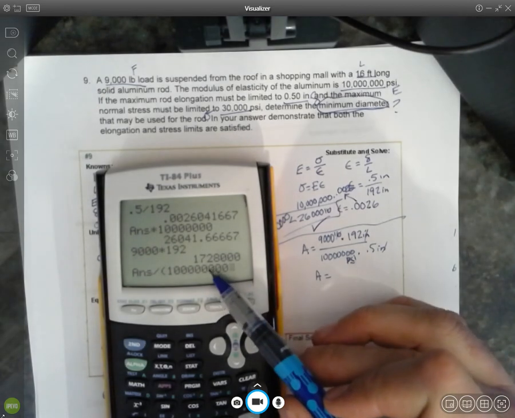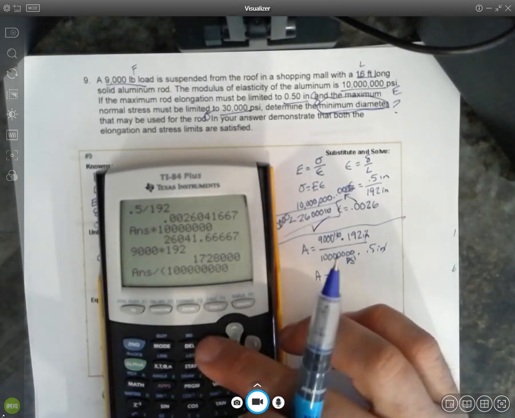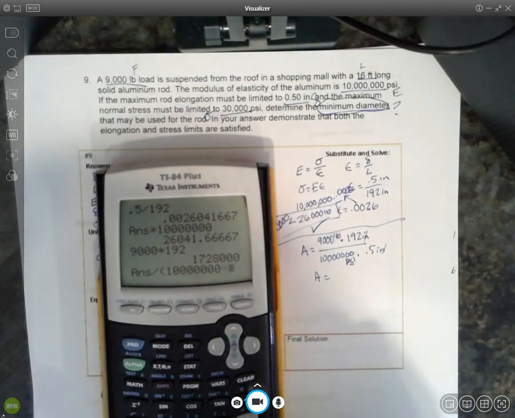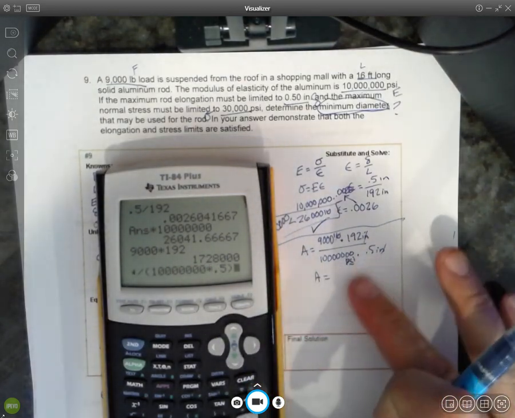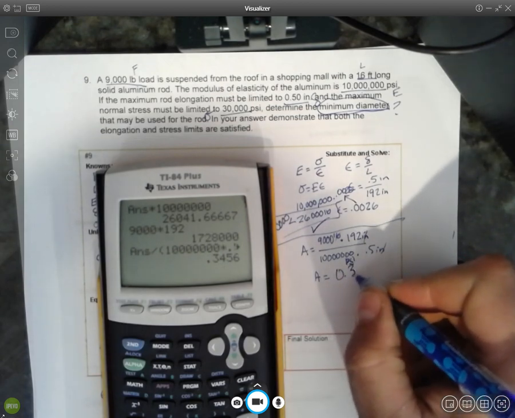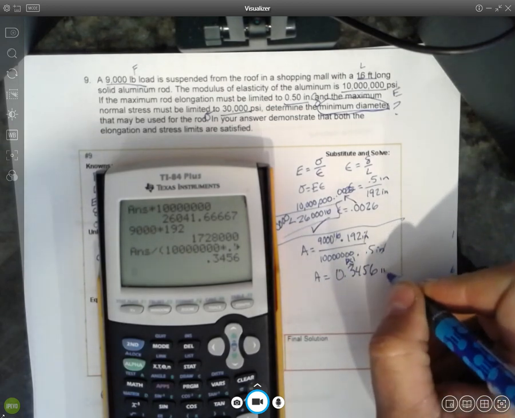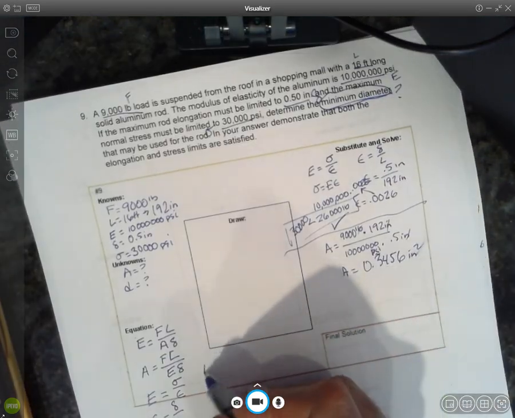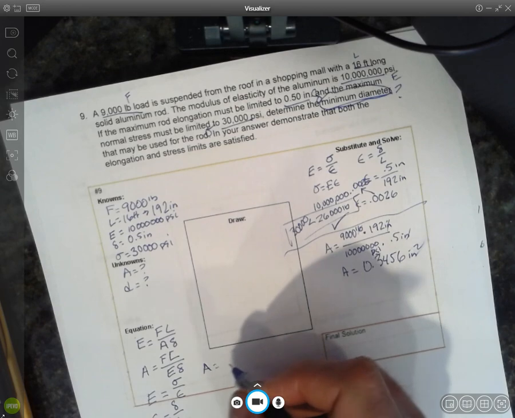1, 2, 3, 4, 5, 6. I got one too many. 1, 2, 3, 4, 5, 6, 2 million times 0.5. 5 million, I guess I could have just put. And I get 0.3456 inches squared.